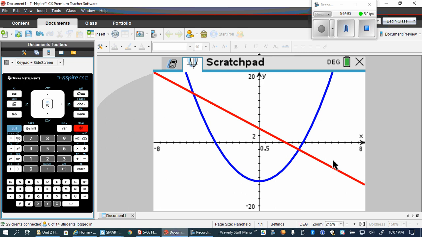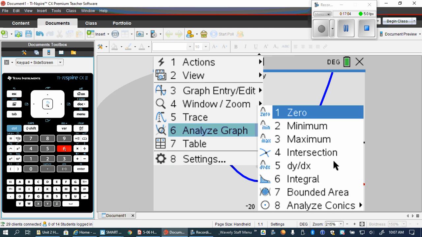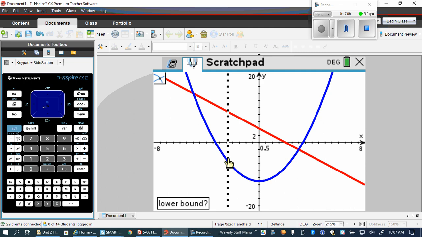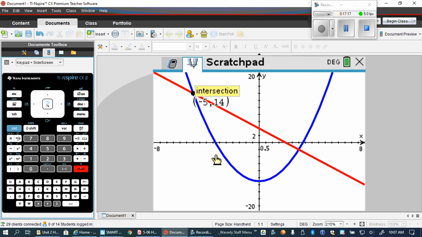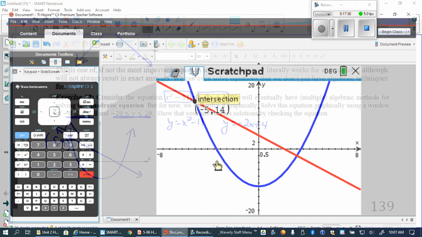Where are we going to go to find an intersection point? Menu, analyze graph, intersection. Let's get this one over here first. So let's get our lower bound for that one. We're telling it it's in between here and here. Negative 5, 14. So let's put this point in here. That's at negative 5, comma 14. And then we'll find the other one.